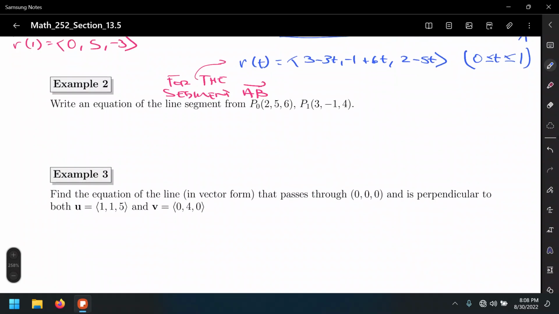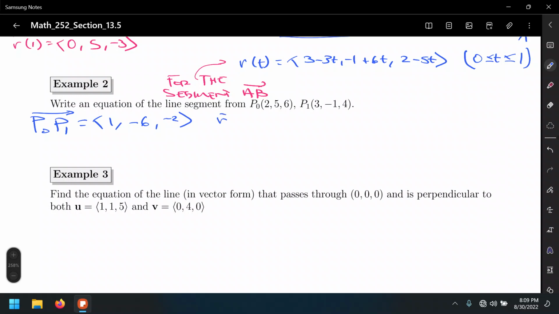So, we need a vector. We don't have a vector, but we have information to come up with the vector P initial to P1. That's subtracting terminal minus initial. Even though it doesn't explicitly say from initial to terminal, we go with the subscript 0 to 1. That's going to tell us which one is the terminal and which one is the initial. So 3 minus 2, that's a 1. And negative 1 minus 5, that's a negative 6. And 4 minus 6, negative 2. All right, so we got the vector.